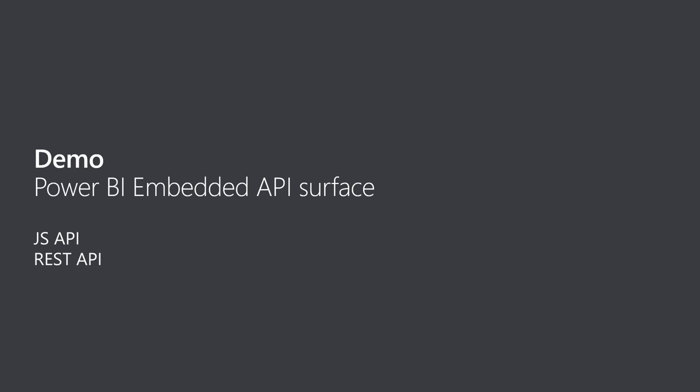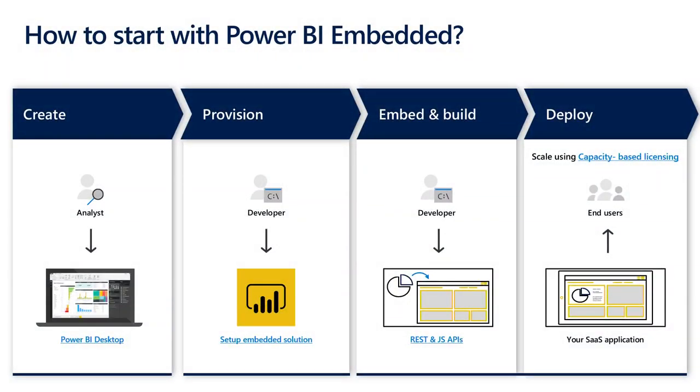Okay, it's here. So I showed you the JavaScript APIs and the REST APIs. And in the 2 minutes I have, I'll show you how to start Power BI Embedded very quickly if you don't know anything. So there are actually 4 steps. The first step, on the left, is create: download Power BI Desktop for free, of course. Connect to your data source, and start to create analytics.